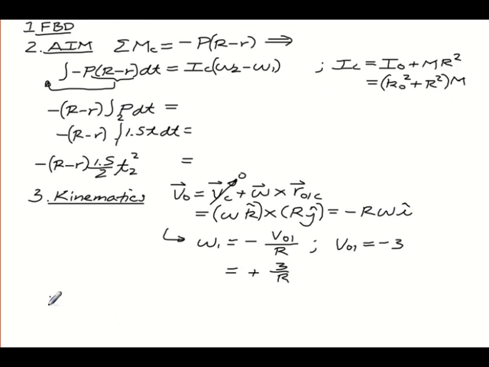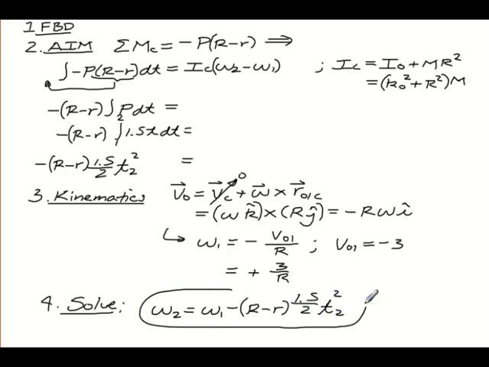So in the end, when we solve this, we see that omega 2 is equal to omega 1 minus the quantity (R minus r) times 1.5 divided by 2 times t2 squared, like that. Be sure that when you put in your numerical value for omega 1, you put in a plus 3 over R.